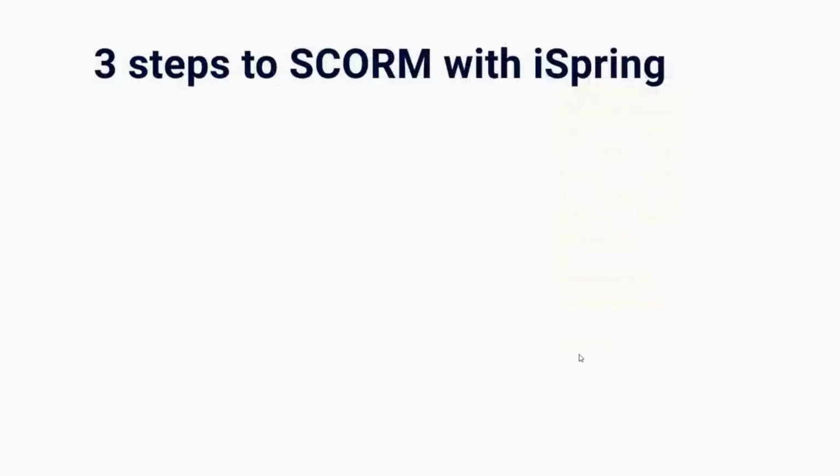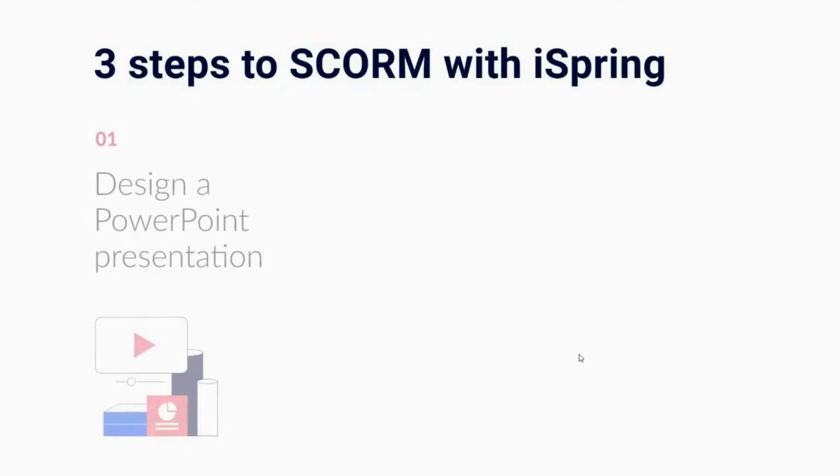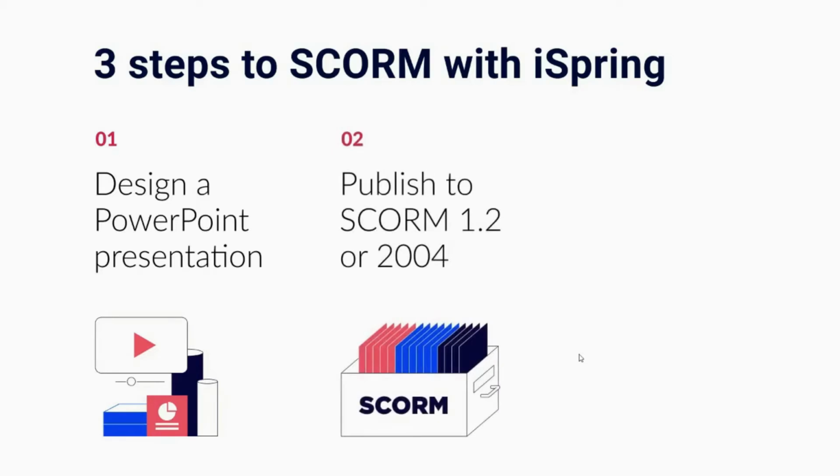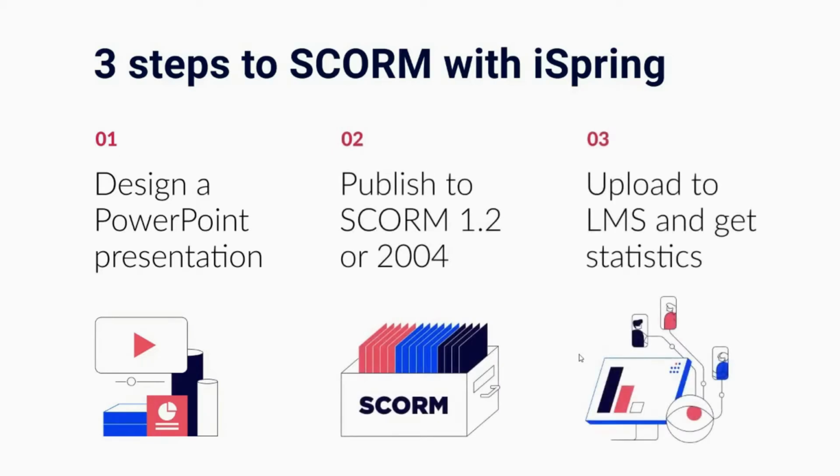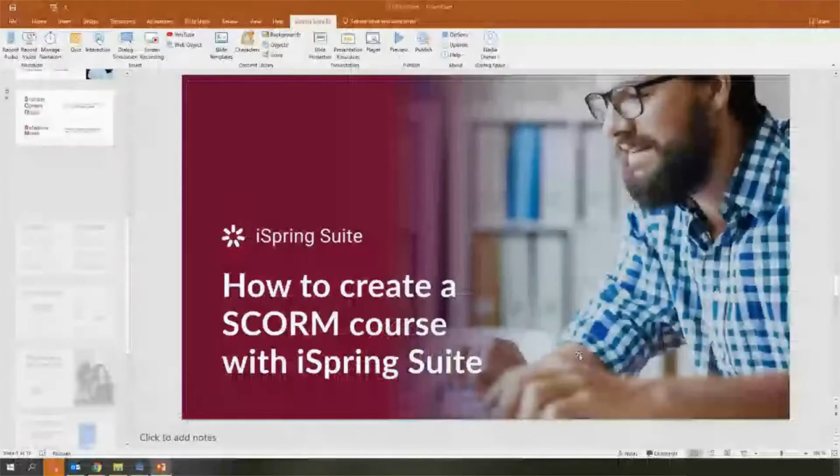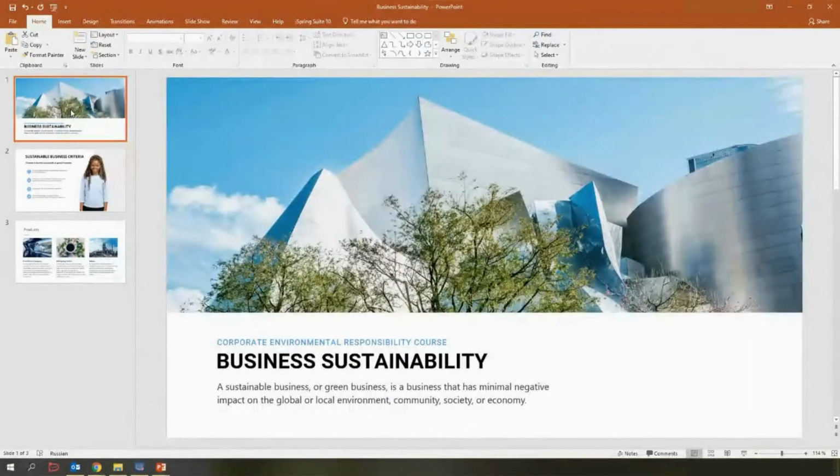So now when we have a better understanding about SCORM, we can switch to practice and create a SCORM course with iSpring Suite. You will see that it only takes 3 steps to do that. Step 1 is to design a PowerPoint presentation. Step 2 is to publish to SCORM, and step 3 is to upload to LMS. So let me close this presentation and go to a folder where I have my PowerPoint presentation.